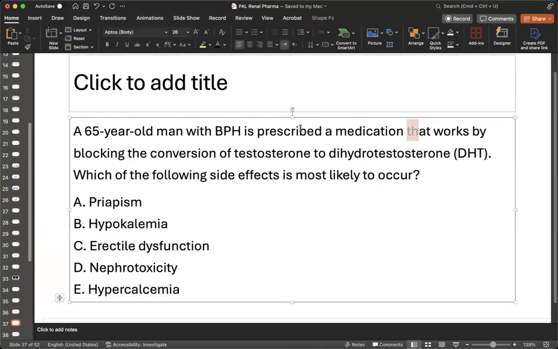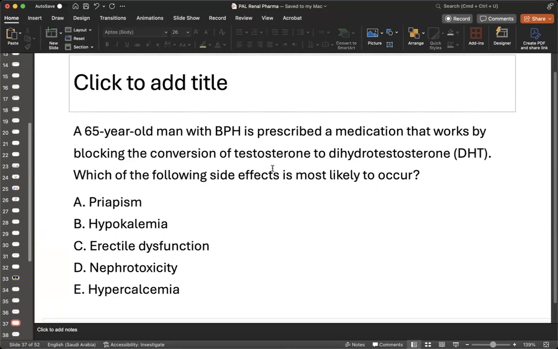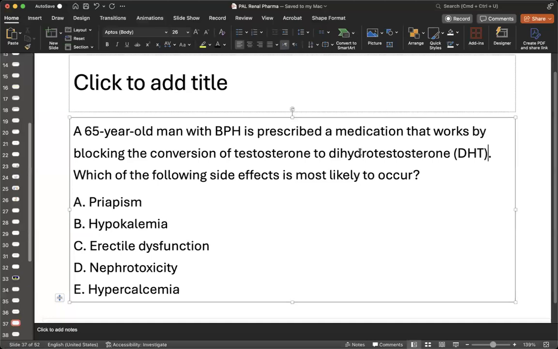So you inhibit the conversion of testosterone to dihydrotestosterone. Which of the following side effects is most likely to occur? First of all, which drug is this? This drug is finasteride or dutasteride. They are 5-alpha reductase inhibitors. The enzyme is 5-alpha reductase. The mechanism of action is converting testosterone to dihydrotestosterone. If you inhibit it, you prevent this from happening. And those drugs are finasteride and dutasteride, okay?